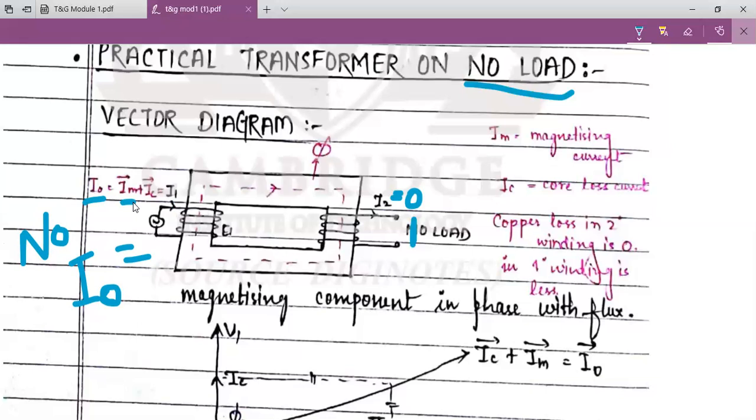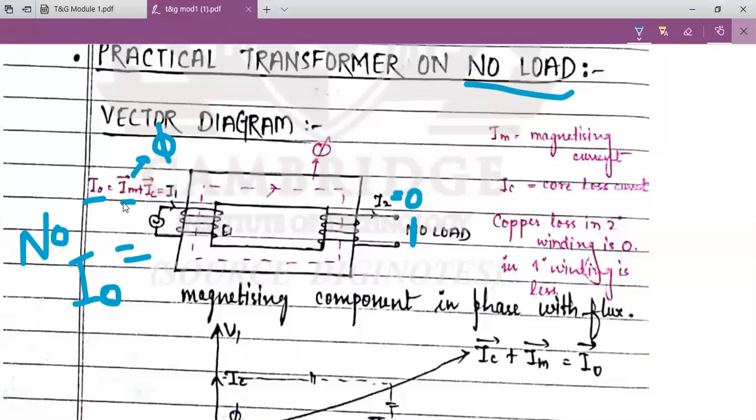What is the function of this magnetizing component of no load current? This IM is responsible for producing flux. It is also called the wattless component. So there are two components in the no load current I0. One is IM, the magnetizing component of no load current. Its function is to produce the flux, so we can also call it the wattless component.